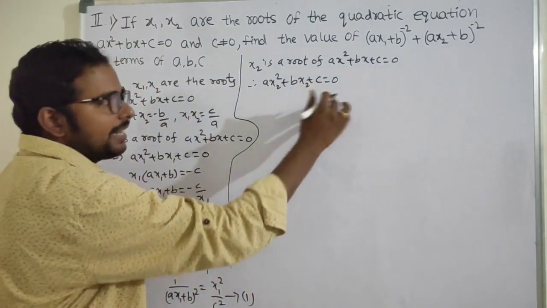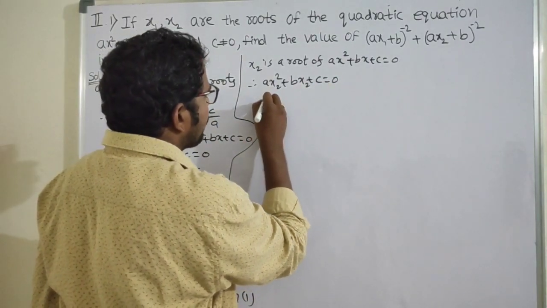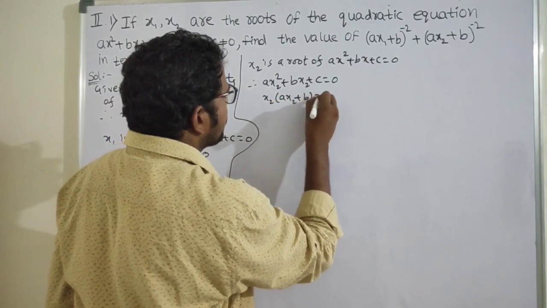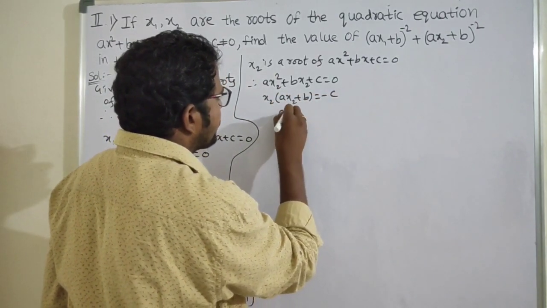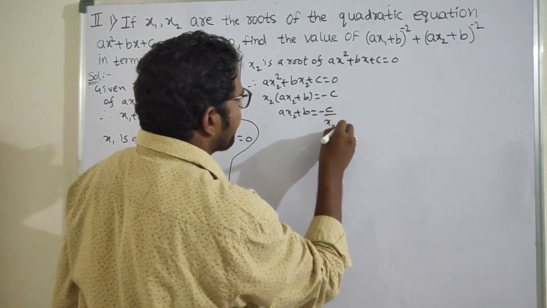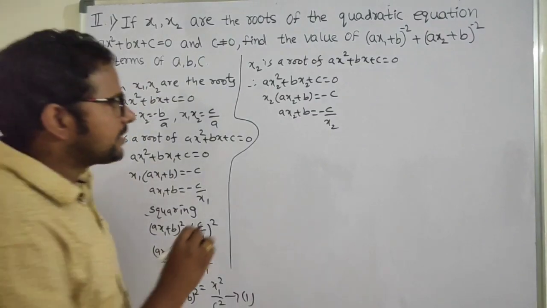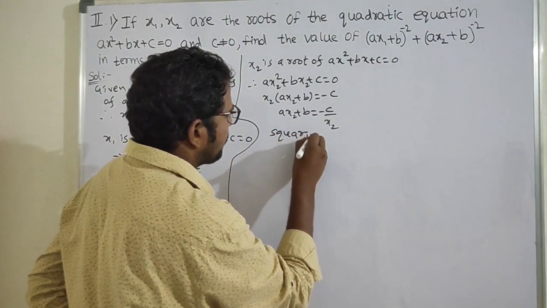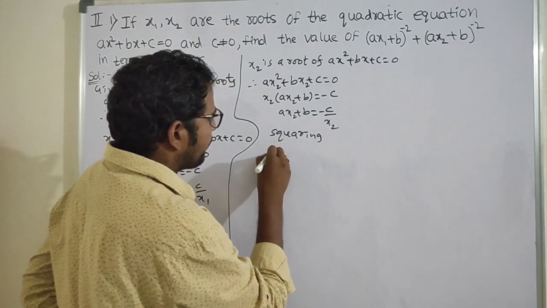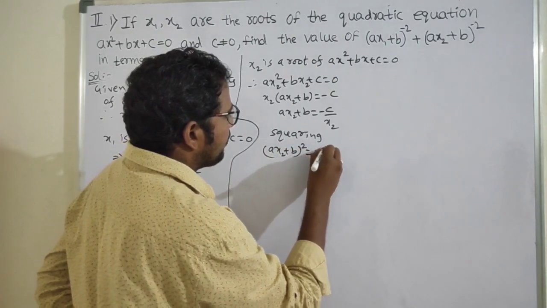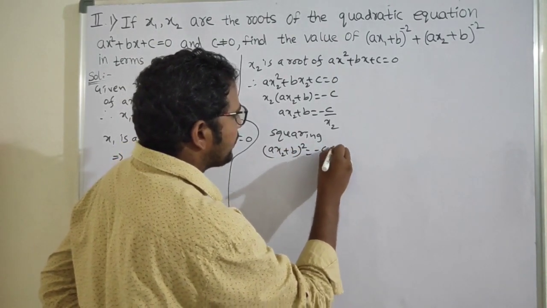Same, send c to the right side. Take x2 common. ax2 plus b is equal to minus c by x2. Squaring on both the sides, ax2 plus b whole square is equal to minus c by x2 whole square.